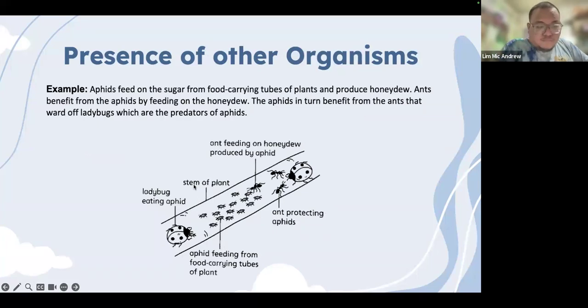Another example is this particular insect that feeds on the sugar from the food-carrying tube of a plant and produces honeydew. The ants will benefit by feeding on the honeydew. So this particular insect helps the ants to get food. And in return, the ants will protect this insect from ladybugs. This is how the animals interact with each other. This insect gives food to the ants, and in return, the ants protect it to ensure its survival by removing the ladybugs. Okay, with that, I have ended today's lesson.